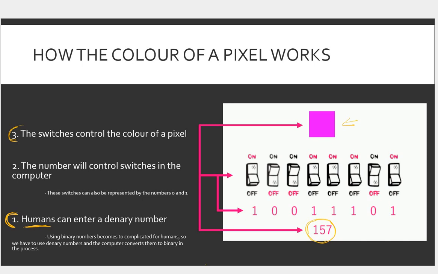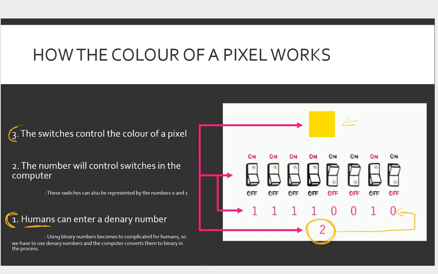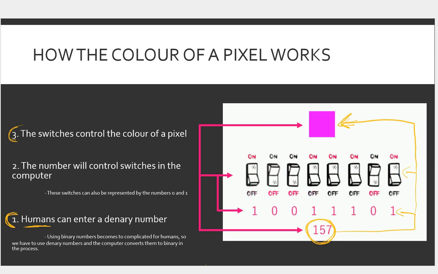So if we change a number using the denary number system, what that does is it affects certain transistors inside of the computer by changing them to the binary number which represents our denary number. And that changes these little switches inside the computer. And based on the pattern of the switches, your computer is able to show different colors on the screen.